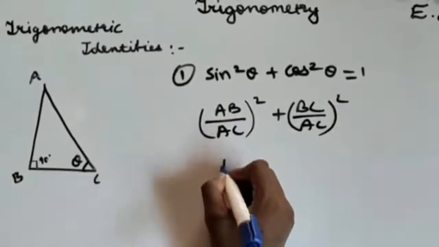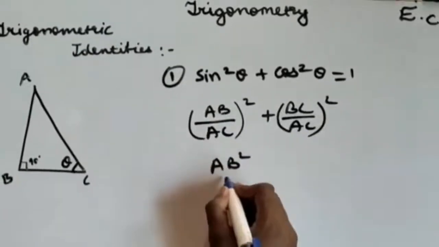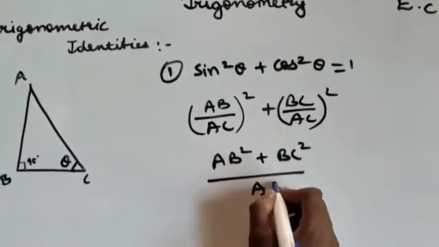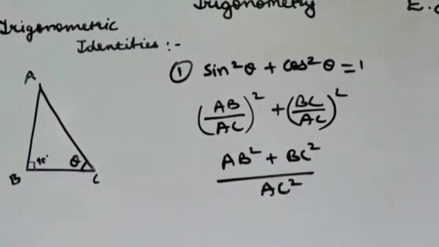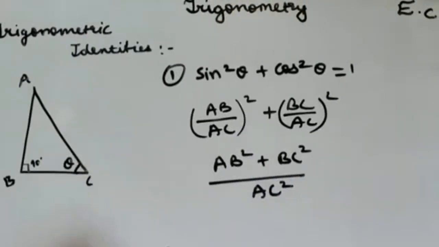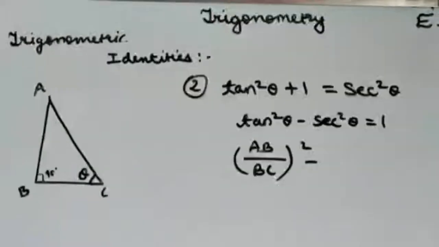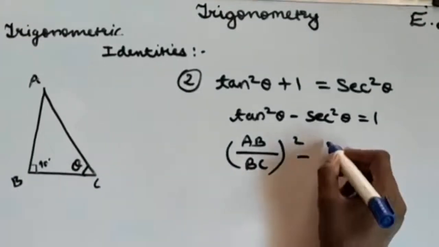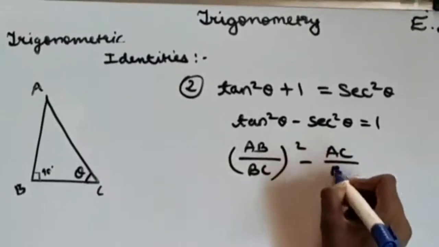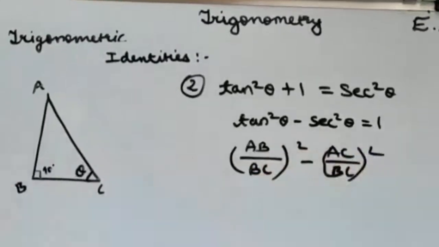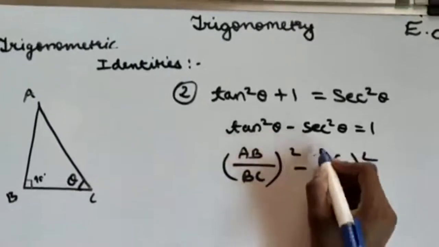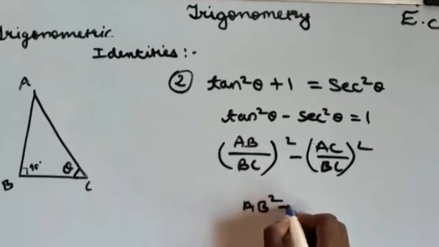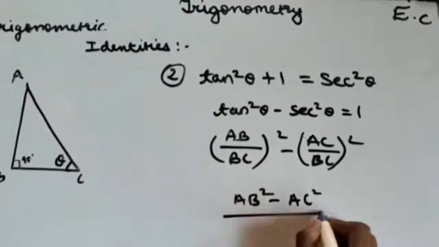Here you can write it as AB square plus BC square upon AC square. Hypotenuse upon adjacent side, so it will be AC upon BC. Okay. So we get AB square minus AC square upon BC square.